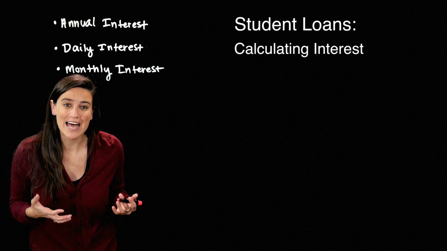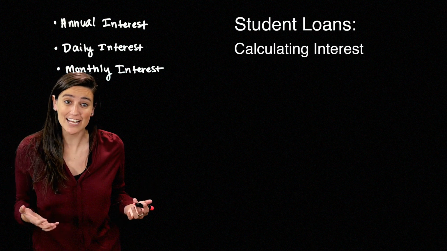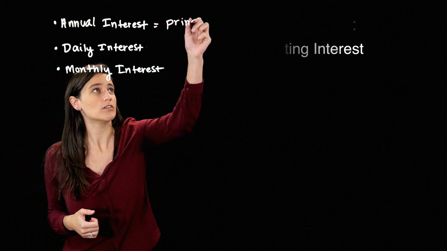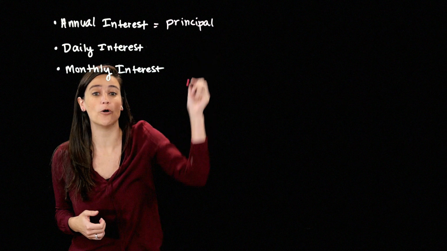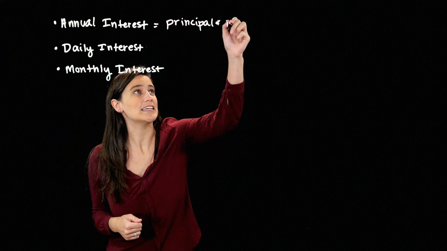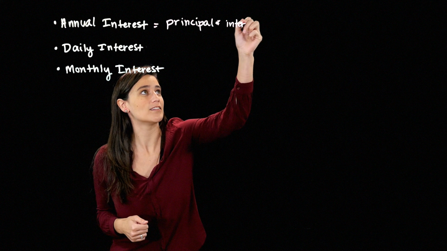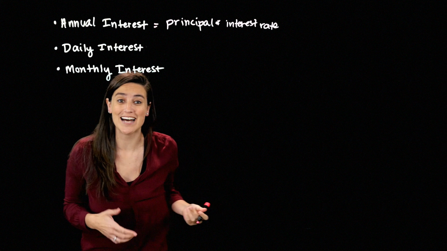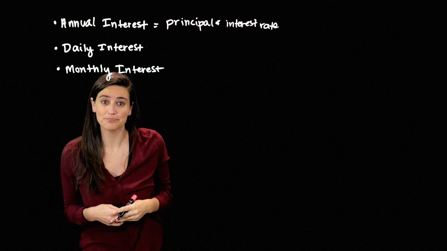So if you want to determine how much interest you're paying annually, you would take the principal, which is the initial amount borrowed, and multiply times the interest rate. And that rate will be written as a decimal when you multiply.